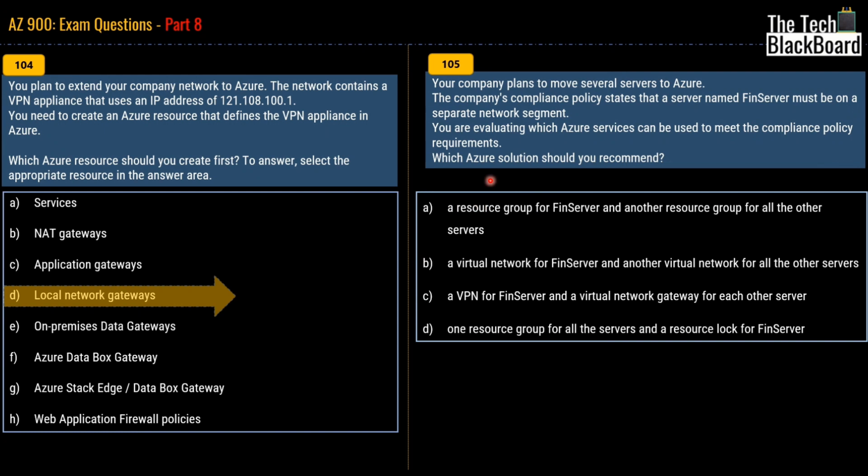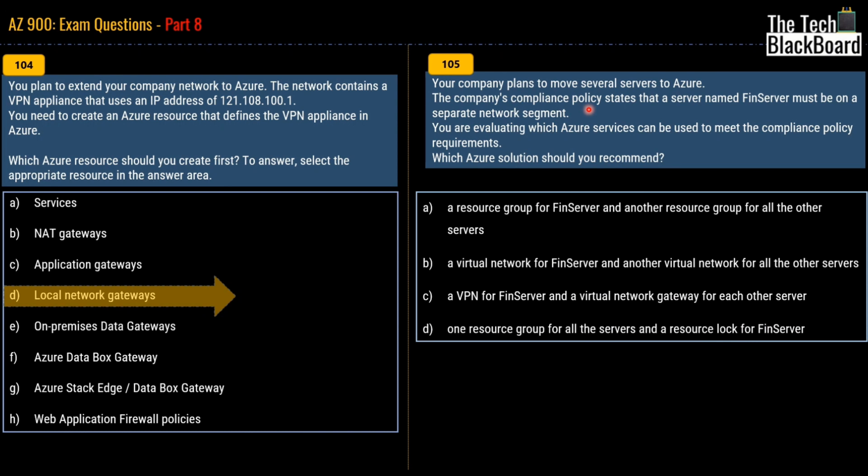Then moving on with our question number 105. This one says that your company plans to move several servers to Azure. The company's compliance policy states that a server named FinServer must be on a separate network segment. You are evaluating which Azure service can be used to meet the compliance policy requirement. Which Azure solution should you recommend? Option A: a resource group for FinServer and another resource group for all the other servers. Option B: a virtual network for FinServer and another virtual network for all other servers. Option C: a VPN for FinServer and a virtual network gateway for each other server. Option D: one resource group for all servers and a resource group lock on FinServer. Which according to you is the correct answer to suit this statement?